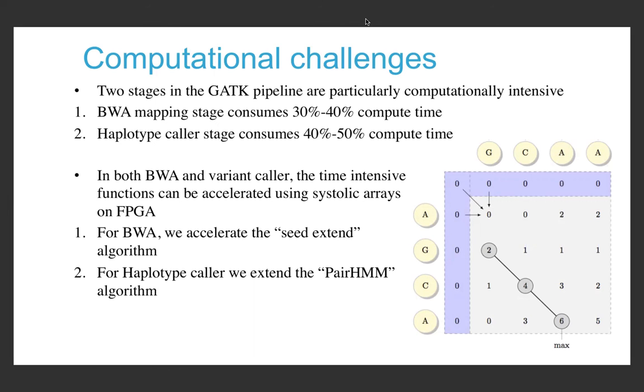In both cases, the BWA and the haplotype caller, the time-intensive function can be accelerated effectively using systolic arrays on FPGAs. For the BWA algorithm, we accelerate the seed extend part of the algorithm that can be done on an FPGA. And for the haplotype caller, we accelerate the pair HMM algorithm. We will discuss these different algorithms later in the module in more detail.